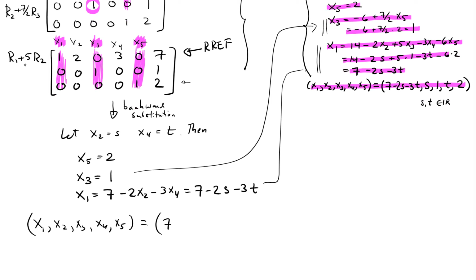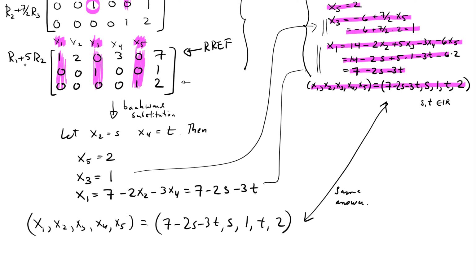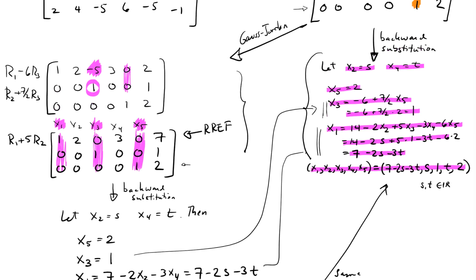So x1 is still 7 minus 2s minus 3t. x2 is s, x3 is 1, x4 is t, and x5 is 2. Okay, and that's exactly the same as what we had before. Same answer. So that's it. That's what Gauss-Jordan is. But I guess the big highlight is that it's an algorithm to write your matrix in reduced row echelon form.